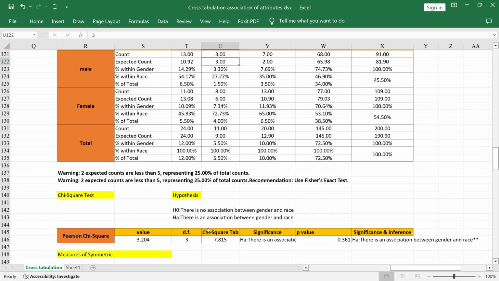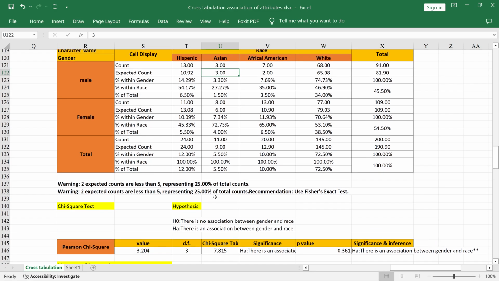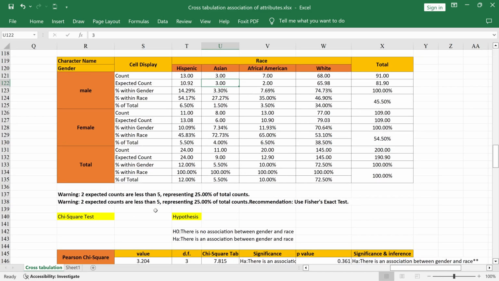Because if we use the chi-square test for testing the hypothesis, whether our characters or parameters are associated with each other or not, we should run different tests. For example, there is a criterion: if our expected count is below 5 or 5.01, then we should use a different method for the hypothesis. So we can use Fisher's exact test.